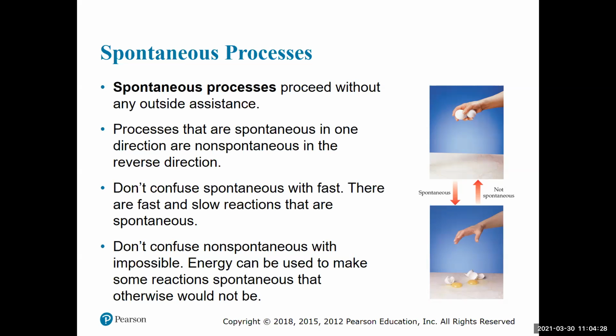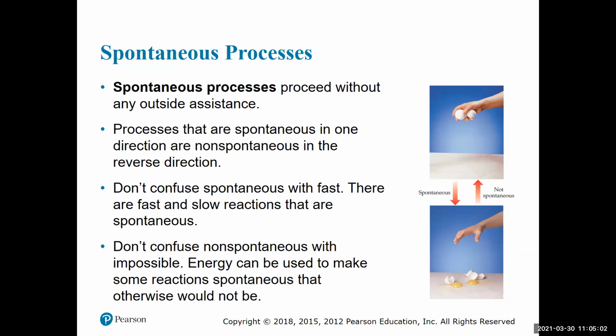There's a few things about spontaneous processes. Processes that are spontaneous are only spontaneous in one direction. So in this case, the person has the eggs up in the air, lets go of them, they fall down to the surface. That happens. They can hold their hand up over those eggs as long as they want, but the eggs aren't suddenly going to come back up into their hand.